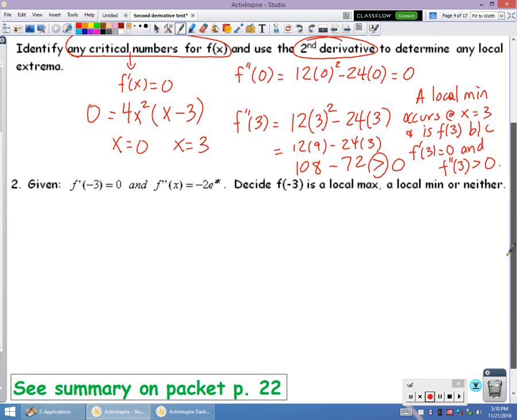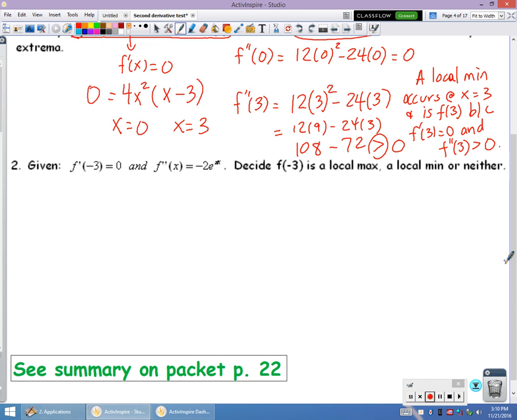Notice in the second example, you have already been given that the first derivative of a mysterious function that we do not know is equal to 0 at -3. So that establishes that there is a critical number at x equal to -3 on f of x, the original function. So I have established my critical number, and I have the second derivative. I don't even have the first derivative, and I don't have the original function.